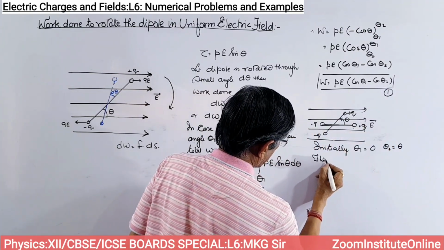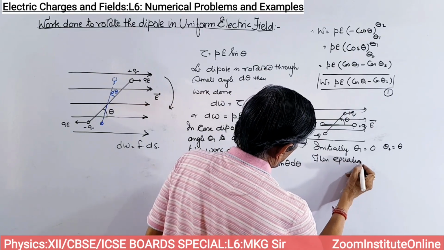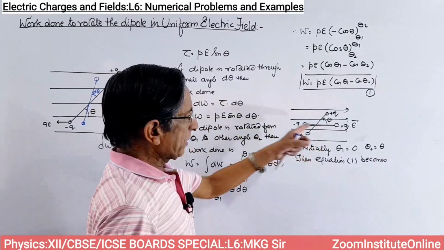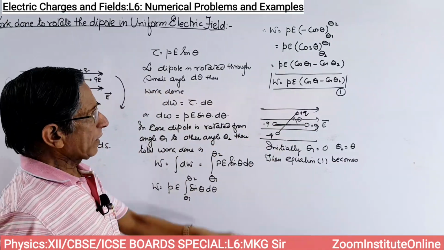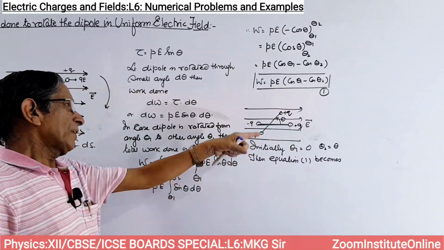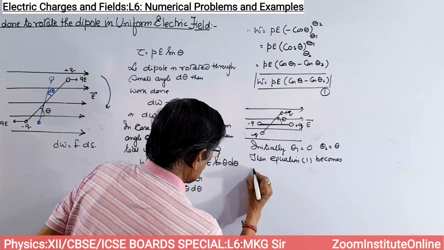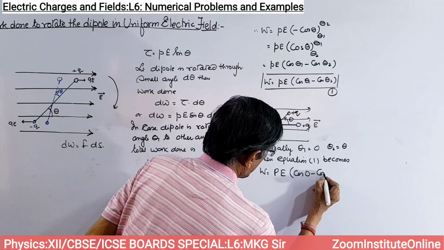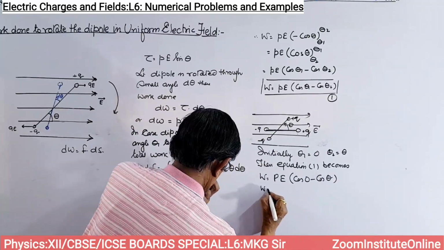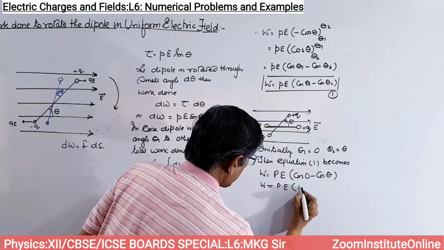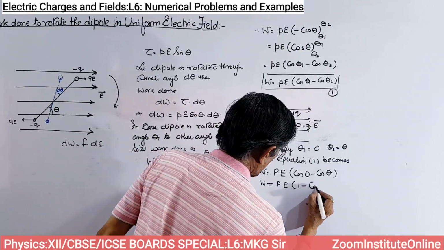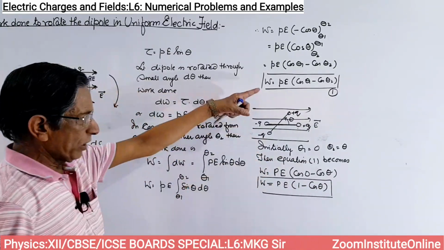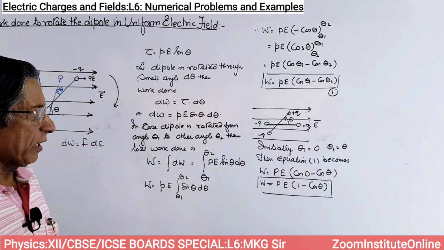Then students, equation 1 becomes: suppose first the dipole was placed parallel to the electric field, so what does theta 1 become? 0. Now through what angle did we rotate it? Theta. So W is equal to PE (cos 0 minus cos theta), and I can write W is equal to PE, cos 0 is what, children? 1 minus cos theta. So this is the expression when the dipole was parallel to the electric field and then it is rotated through an angle theta.